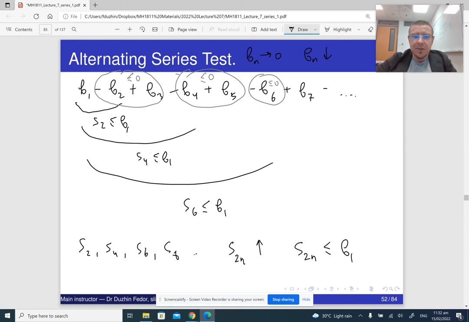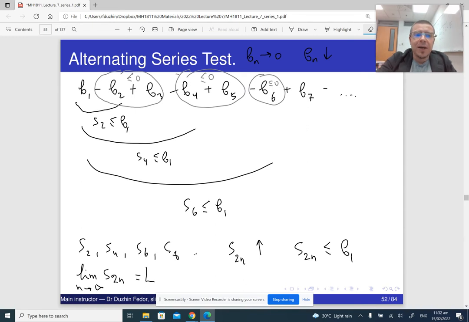So the sequence S2, S4, S6, and so on, the sequence of even partial sums, is increasing and bounded, which means that it must have a limit. So by the monotone convergence theorem, it converges to some limit. So the limit of the sequence S2n as n goes to infinity is some number. Let me denote that number by L. Okay, so we have established that.